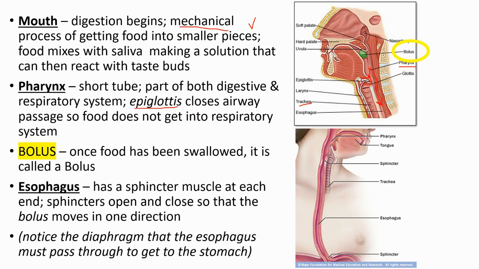Now, once the food has been swallowed, you can see right here, it's called the bolus. So food in the mouth, bolus as it leaves the mouth and enters into the pharynx. Now the esophagus has a sphincter at both ends. You've got a sphincter way up here and a sphincter way down here. We're only going to be talking about the sphincter at the bottom of the esophagus. The sphincters, again, act like doorways. They open and close to allow the bolus to keep moving in one direction.